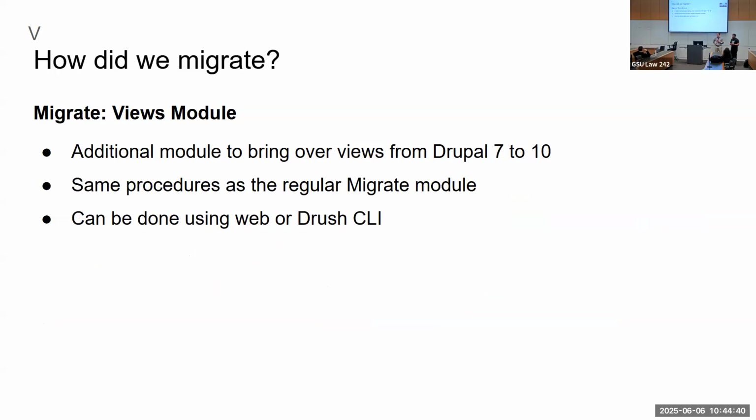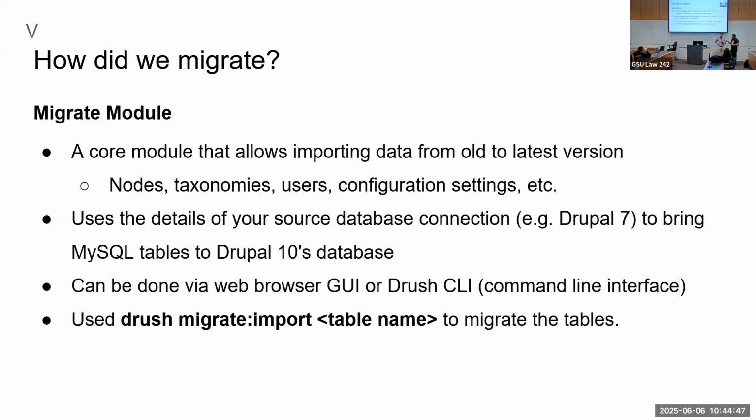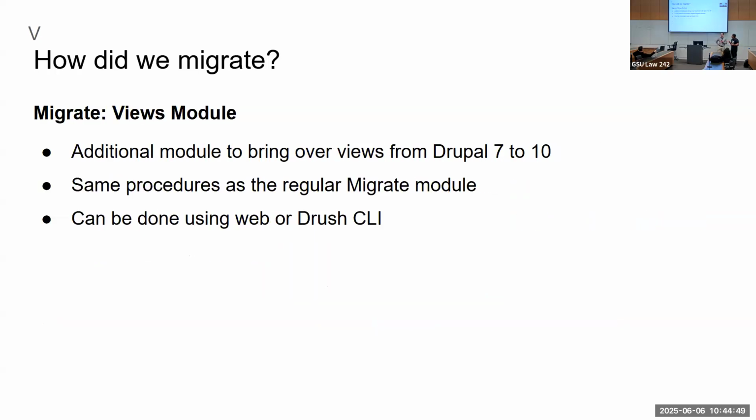And we also have to use a second module to bring over the views, which is equally important as the other stuff to bring over. It's the Migrate Views module. It's an additional module to bring over views from 7 to 10. The procedure is the same as we did for the other data. You want the same command, but instead of your table name, you just write the name of the view, in the CLI.